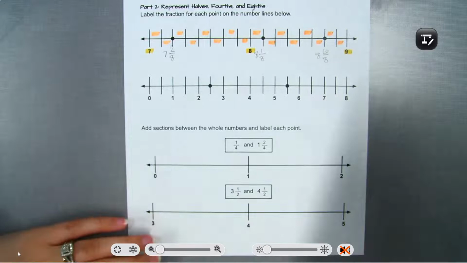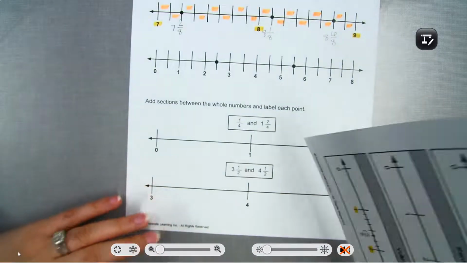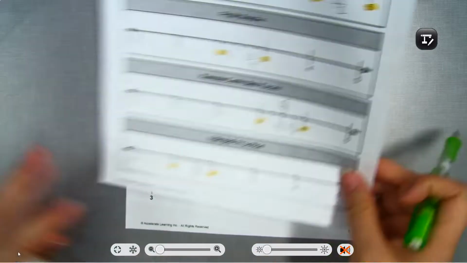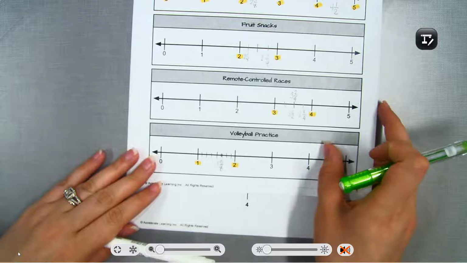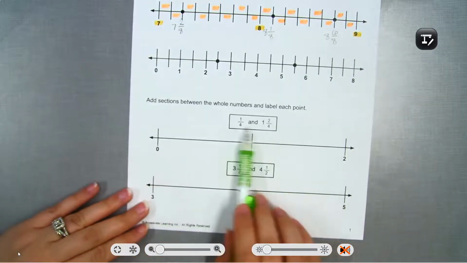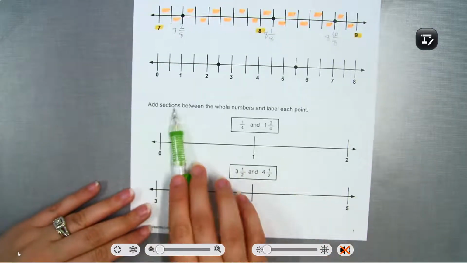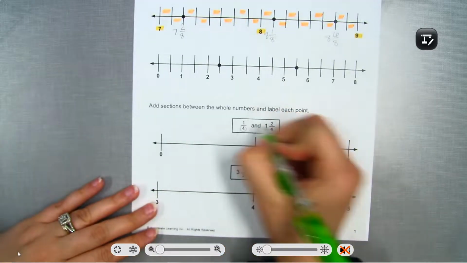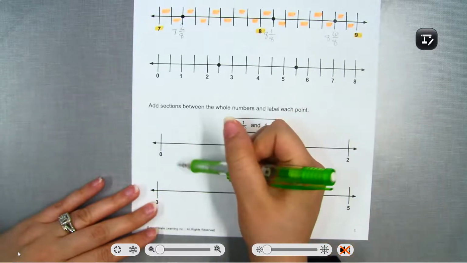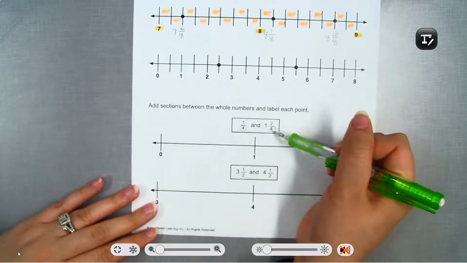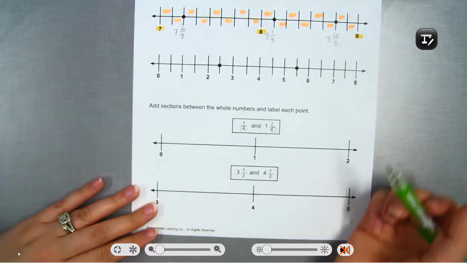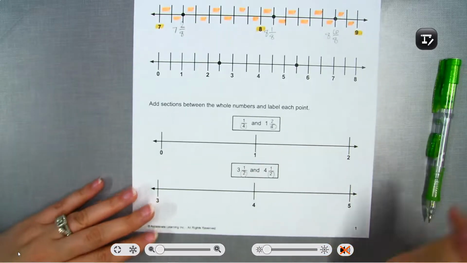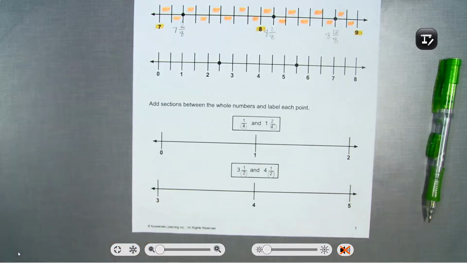Now let's look at the bottom. Actually, you're going to do these two on your own because this right here is exactly what we did on this paper. You're going to have to look at what they're telling you to do. It says add sections between the whole numbers. So pay attention to your denominator. You're going to divide into that number of parts and then find your fraction. So pay attention to that denominator because that's going to tell you how many pieces to divide into. All right, guys.